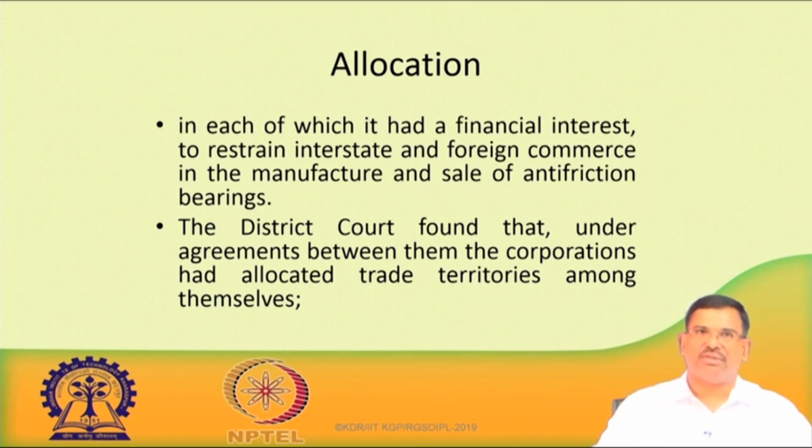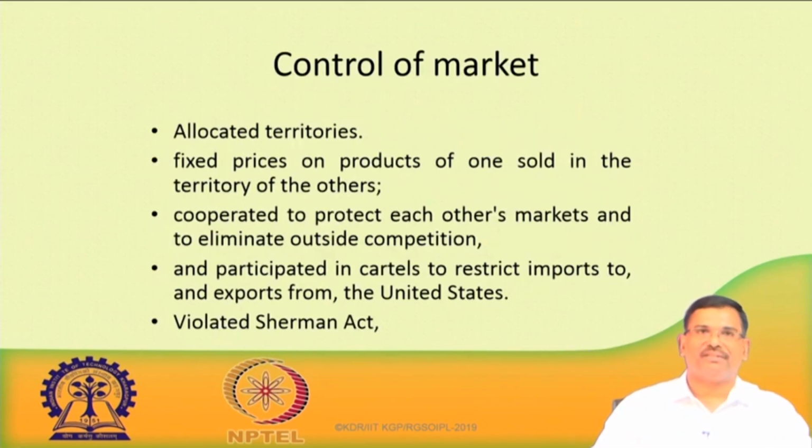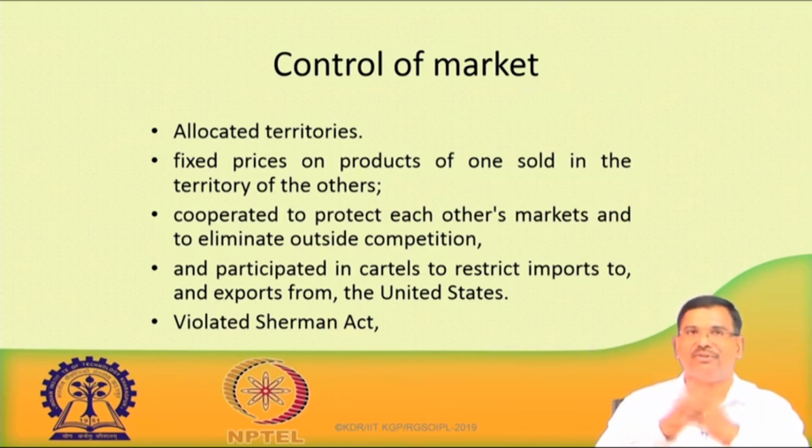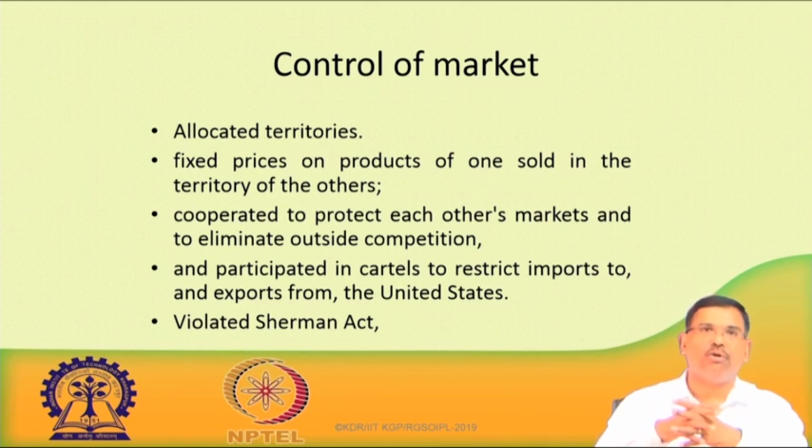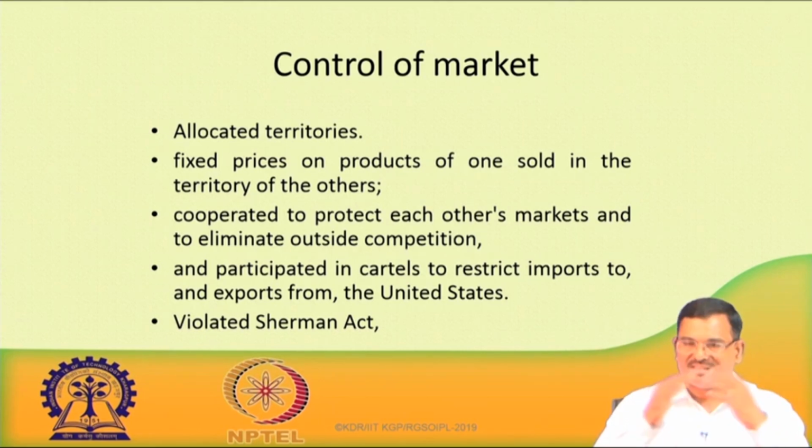So, here the district court found that the agreement between these corporations to allocate trade territories all over the world violates the Sherman Act. Here the allocation of territories happened through these licensing agreements, and they fixed the prices according to the geographical markets. It is not uniform prices. Prices are fixed according to the geographical markets, and they cooperated through the licensing agreements.